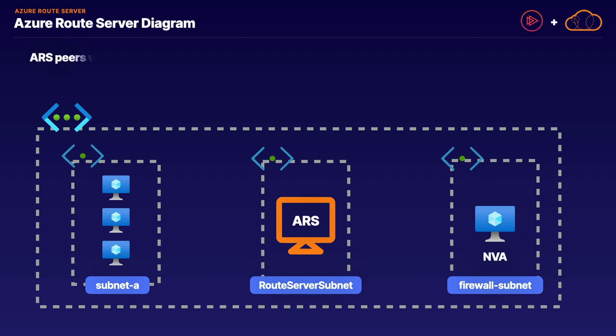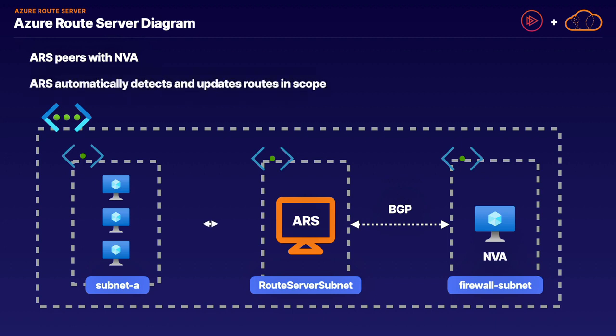For our setup, we'll configure Azure Route Server to peer with our network virtual appliance over BGP. And then once Route Server is peered, or in other words, associated with our virtual appliance, Route Server will then automatically detect and update routes in its scope. By default, that scope is the same virtual network the Route Server service itself is deployed to, although you also have the option of remotely peering with other virtual networks outside of its own VNet as well.